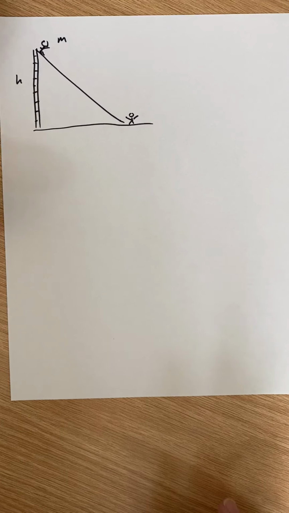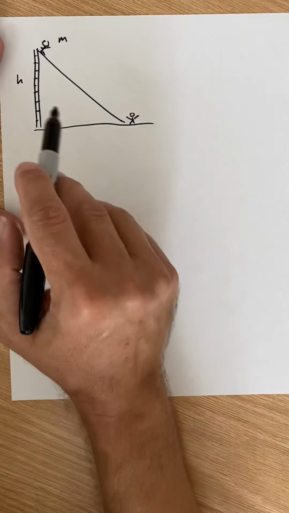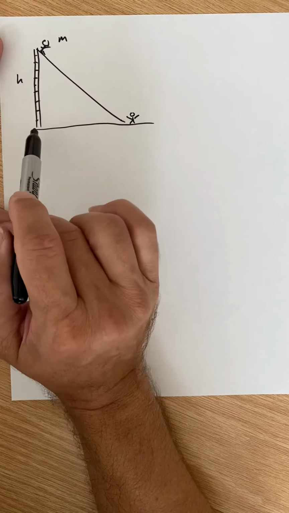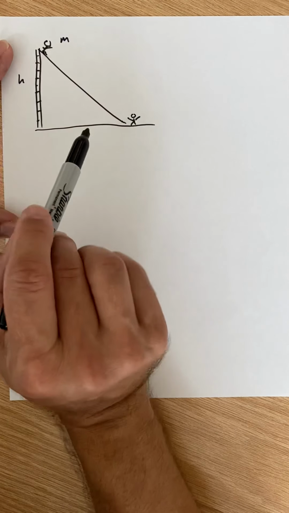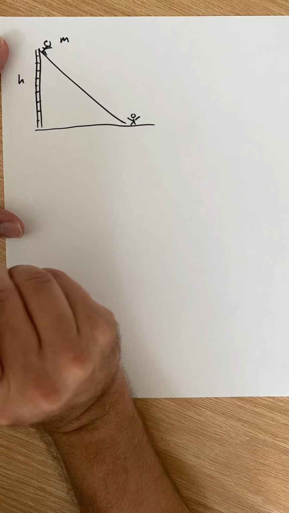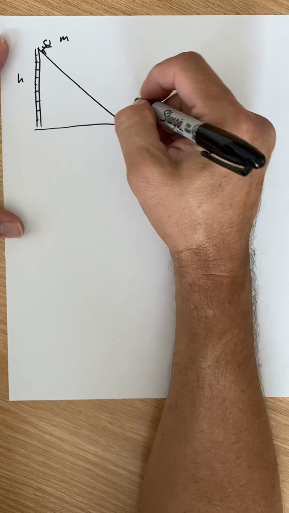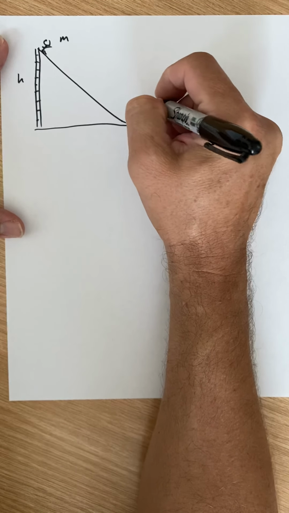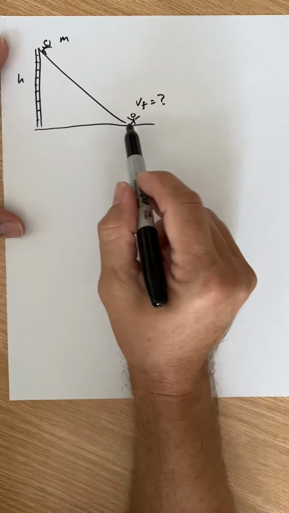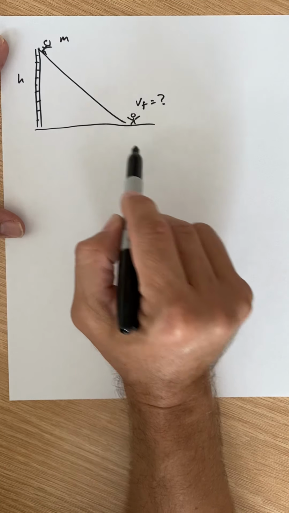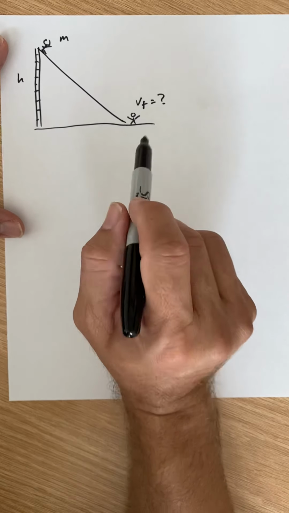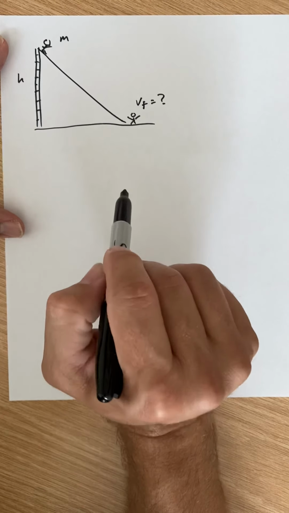Here's our second example of using conservation of energy to solve problems. So now I have a child on a slide. He's climbed up and he's going to slide down. And my question is, if he starts from rest, how fast is he going at the end of the slide? In other words, when he comes down here and pops off the slide, how fast is he going right before he impacts the ground?